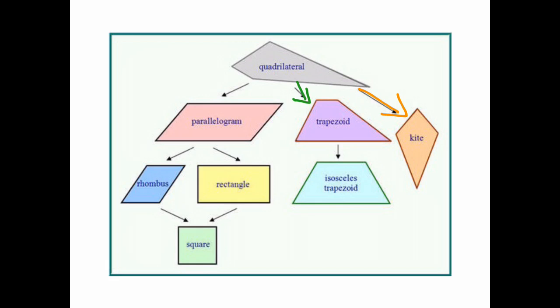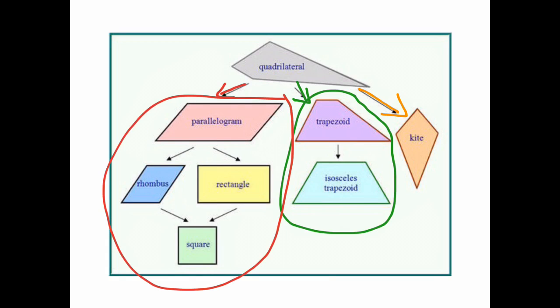Our middle branch here, the trapezoids, we have trapezoids and isosceles trapezoids in the same kind of family. Kites have no parallel lines, and trapezoids have one set of parallel lines. And then if we go over here on the left-hand side, we find all the parallelograms, kind of a parallelogram family here. And the parallelogram family all has two pairs of parallel sides.